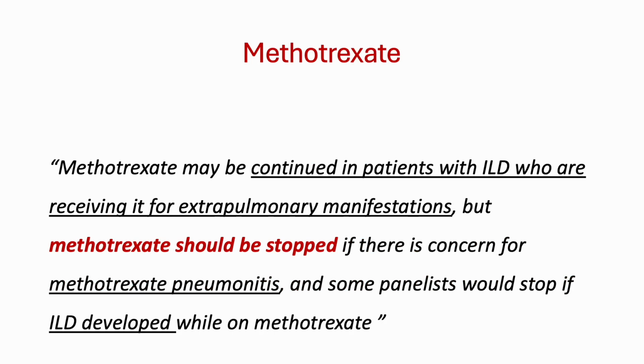So, talking about methotrexate first. Now, we know that DMARDs are so important when we manage joint disease, and methotrexate is most commonly used. What happens when you use methotrexate in RA-ILD? Now, it's clearly said that methotrexate can be continued in patients with ILD who are receiving it for extrapulmonary manifestation. But obviously, you would stop it when there's a concern for methotrexate pneumonitis. And they also say that some panelists would stop it if ILD developed while on methotrexate.